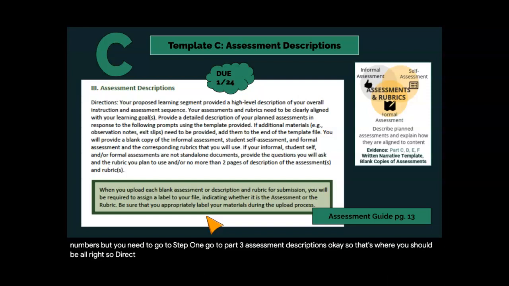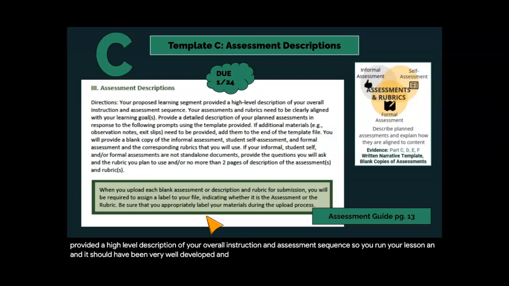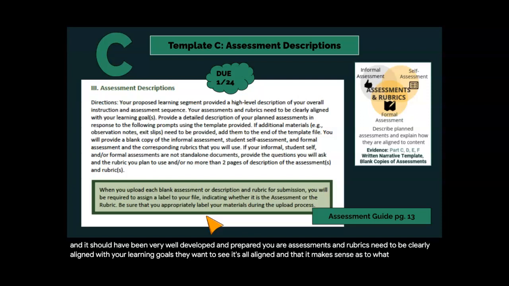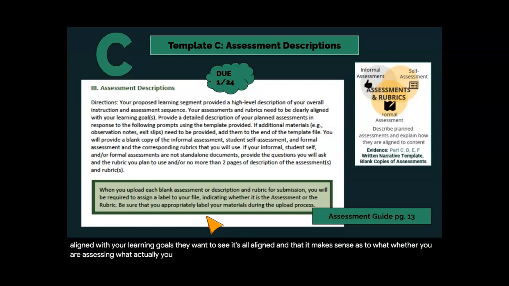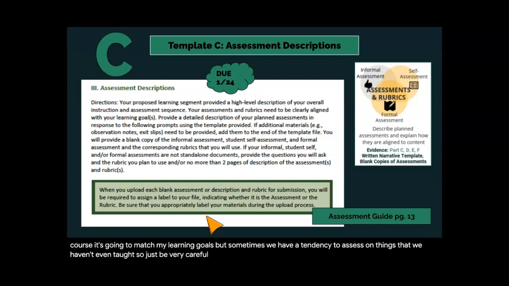All right, so directions. This is what you are required to do for this template. Your proposed learning segment provided a high-level description of your overall instruction and assessment sequence. So you've written your lesson plan, and it should have been very well developed and prepared. Your assessments and rubrics need to be clearly aligned with your learning goals. They want to see it's all aligned and that it makes sense as to whether you're assessing what you actually taught, which can be harder than you think. You think to yourself, well, of course it's going to match my learning goals. But sometimes we have a tendency to assess on things that we haven't even taught. So just be very careful that you do that.